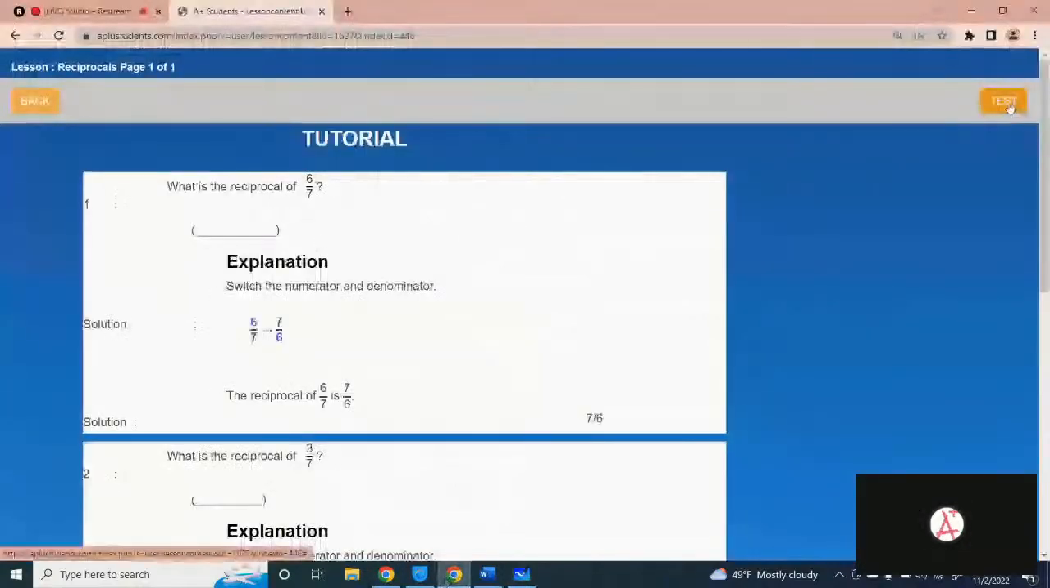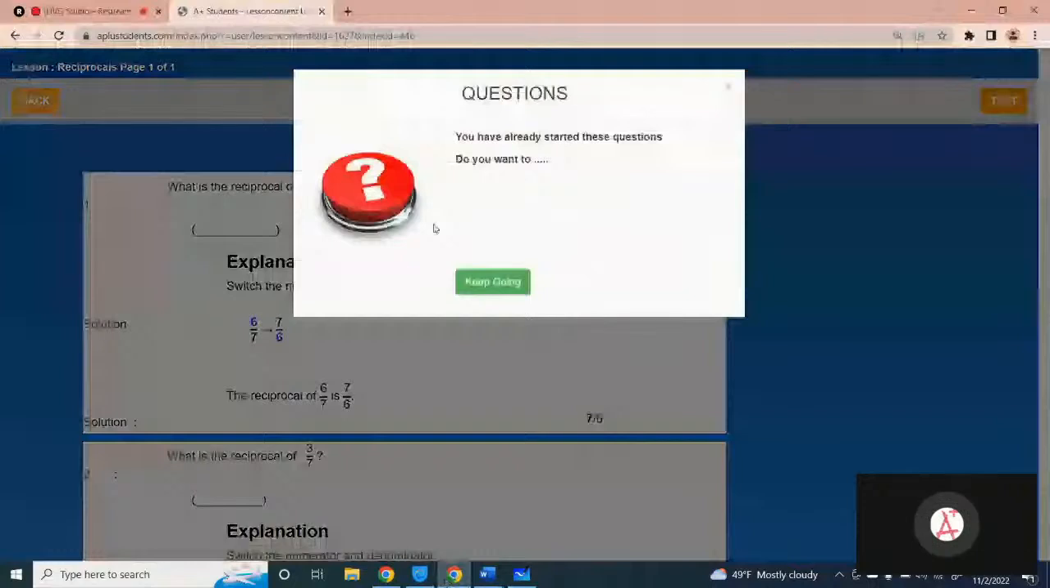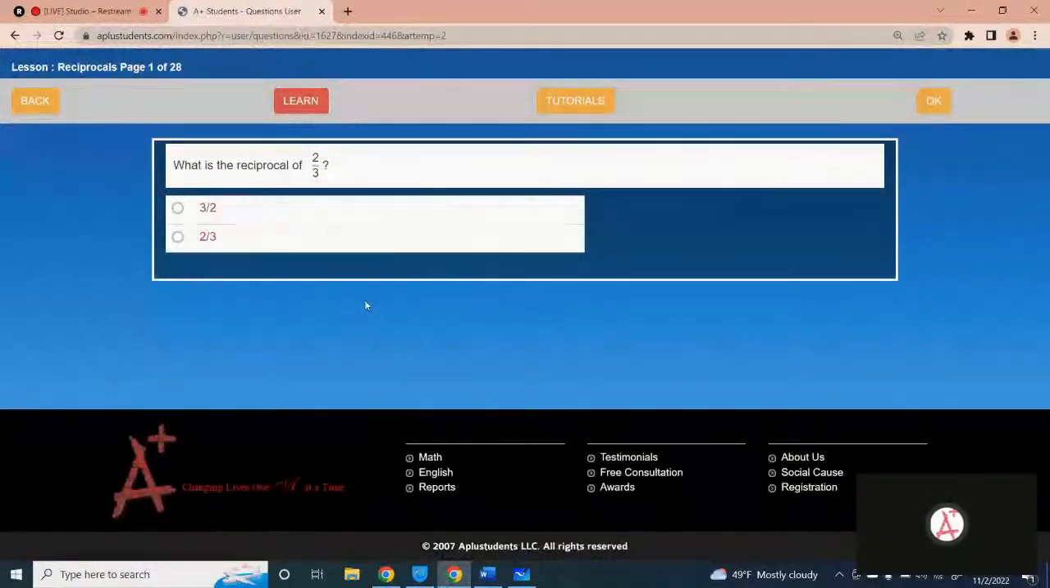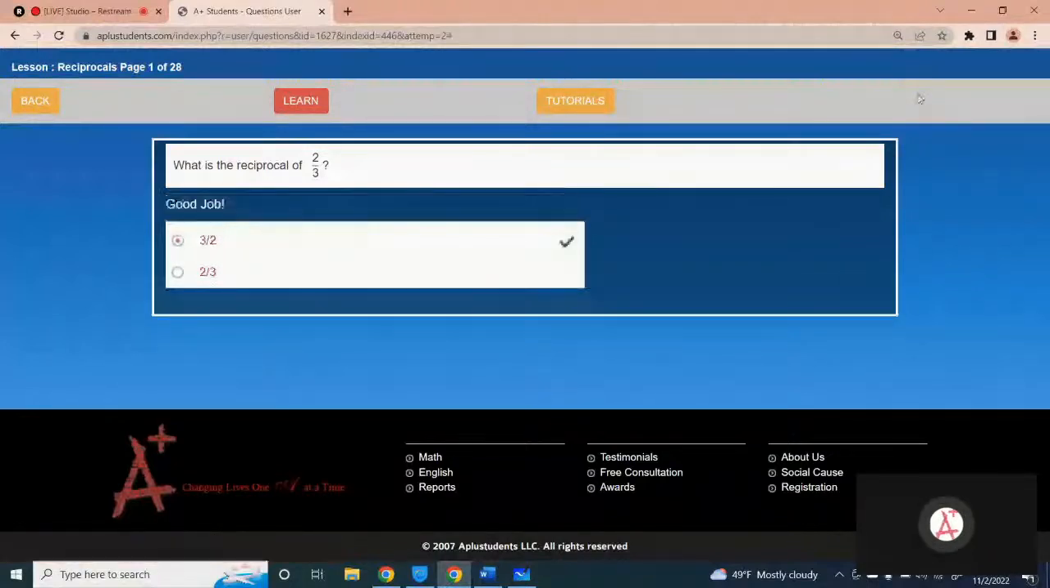Okay, let's start with the test. Okay, what is the reciprocal of 2 over 3? So which is the correct option? The reciprocal of 2 over 3 is, yes, very good. It is 3 over 2. You just have to switch numerator and denominator. Very good.